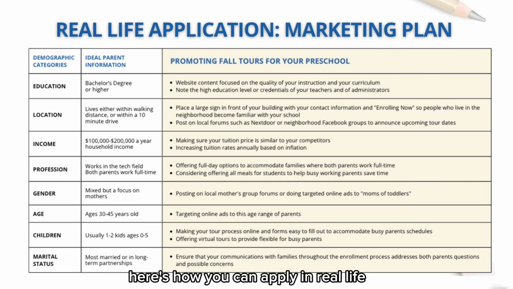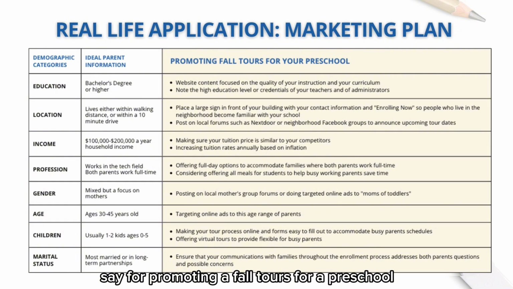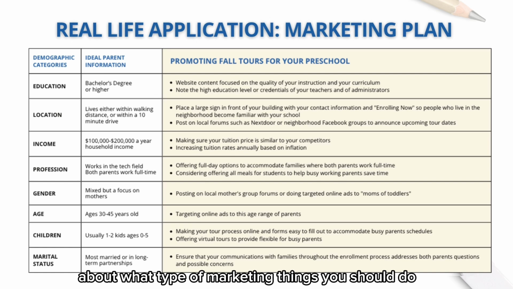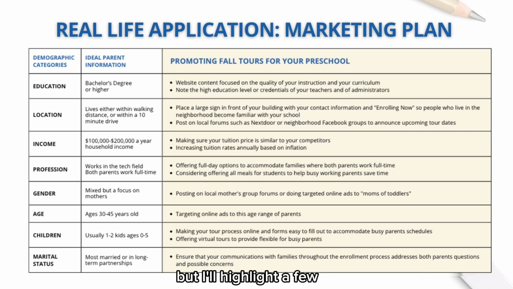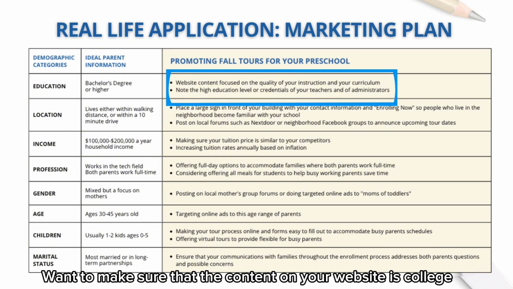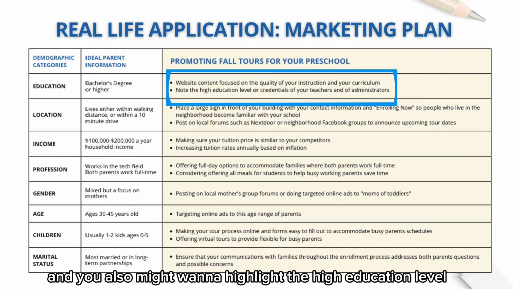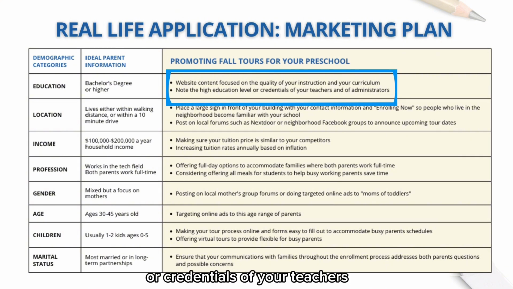Here's how you can apply in real life the demographic categories that you've created for your ideal parent, say for promoting fall tours for a preschool. I won't go into all of the categories about what type of marketing things you should do, but I'll highlight a few. So if your parent is of bachelor's degree or higher education level, you want to make sure that the content on your website is college reading level and that it focuses on the quality of your instruction and your curriculum. And you also might want to highlight the high education level or credentials of your teachers and administrators.